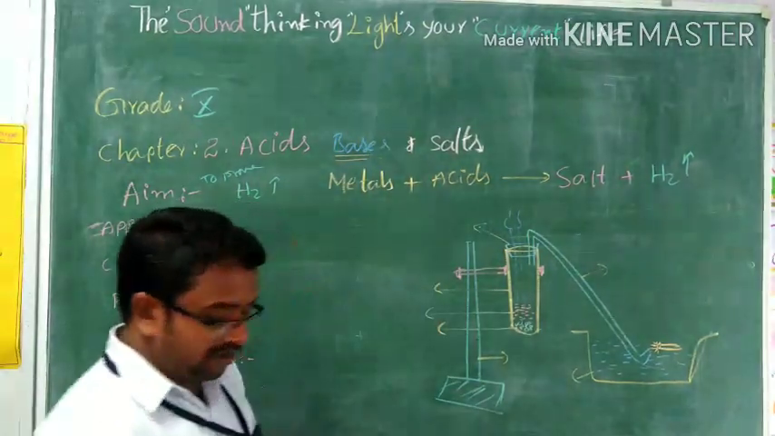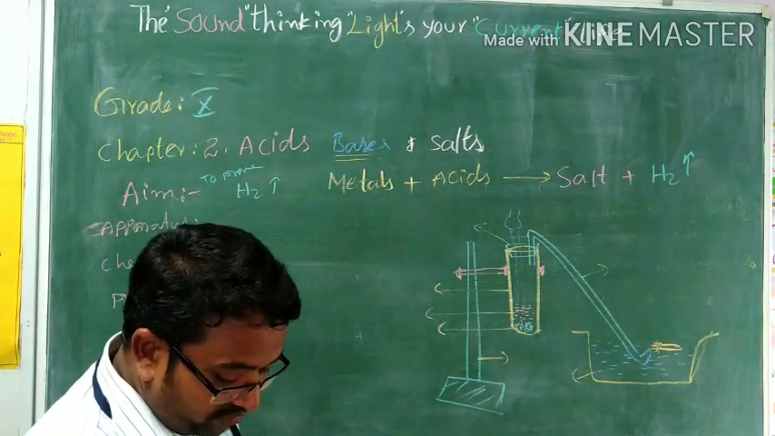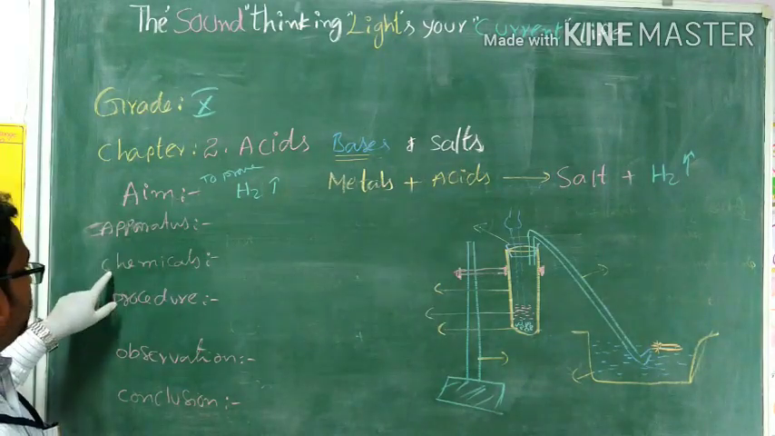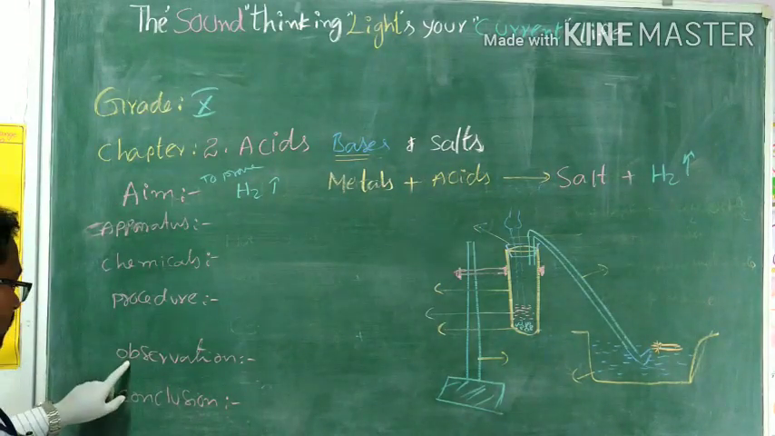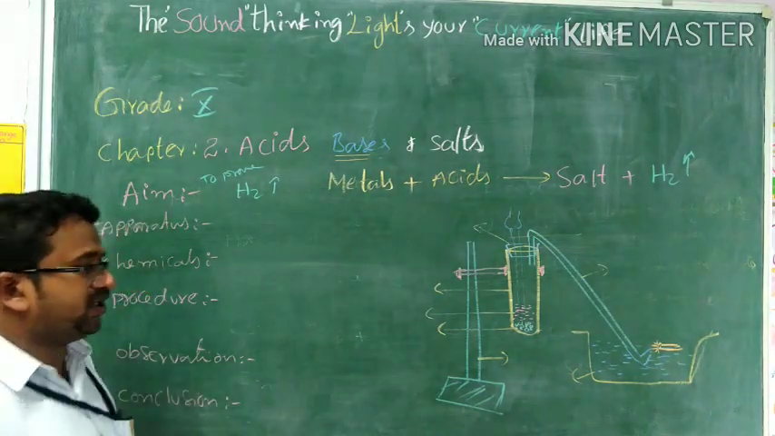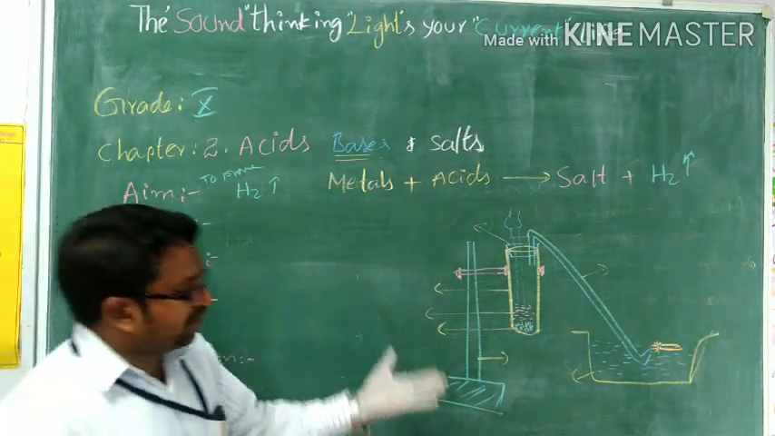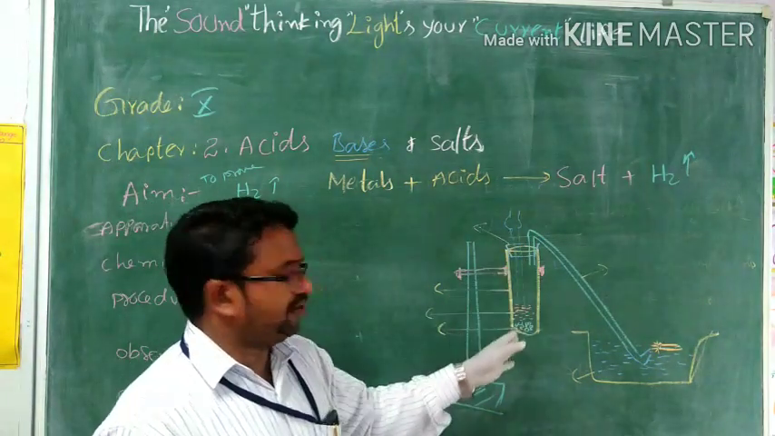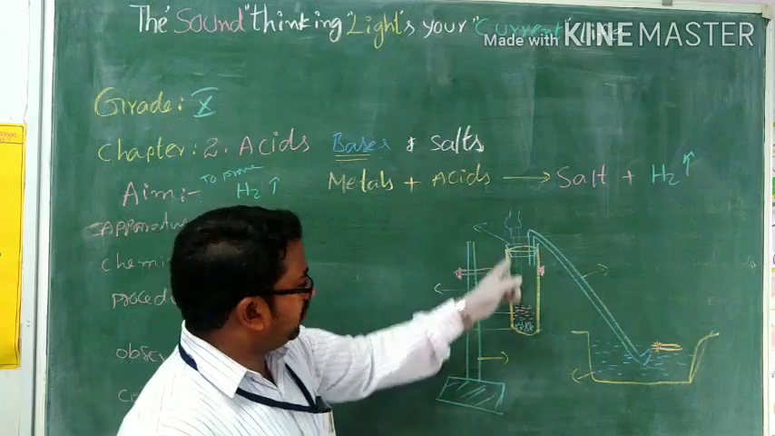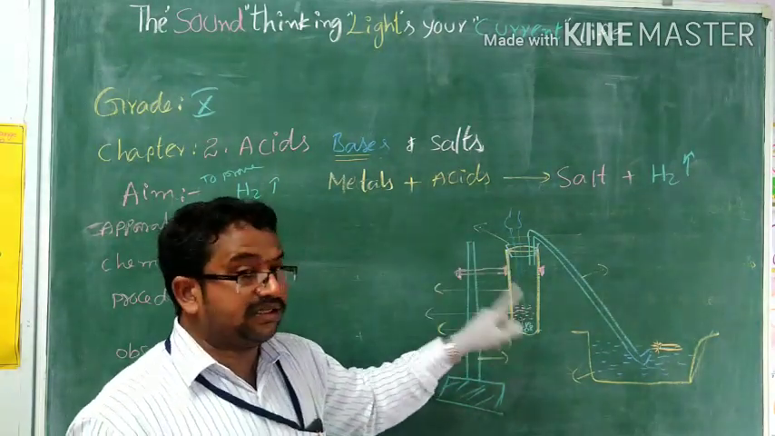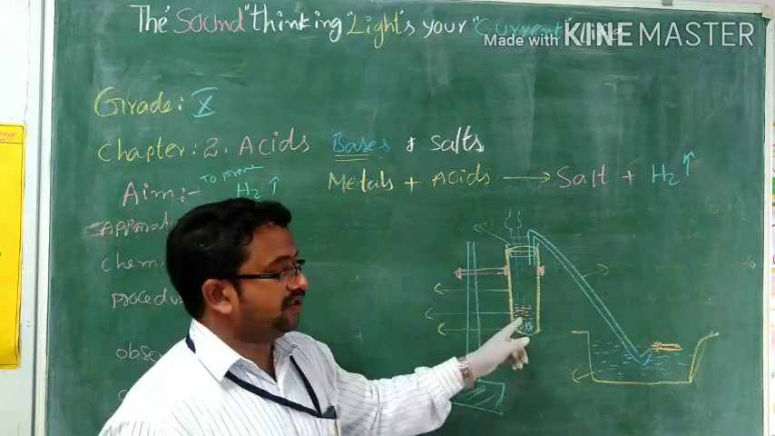Clear? Okay? So don't forget the different subheadings you have to follow: aim, apparatus, chemicals, procedure, observation, conclusion. If you want, it is better to write the test also. If any precautions are there, you have to write the precautions also. Here a thistle funnel is not used, so precaution is not there. If you are going to use the thistle funnel, the other end of the thistle funnel should be dipped into the HCl. That is the precaution if you are using that.